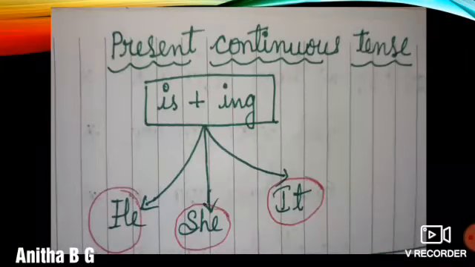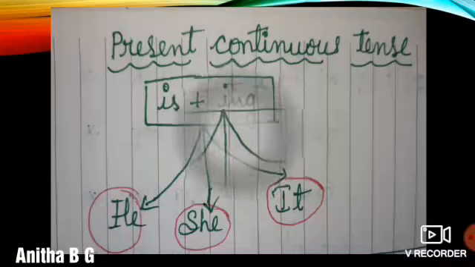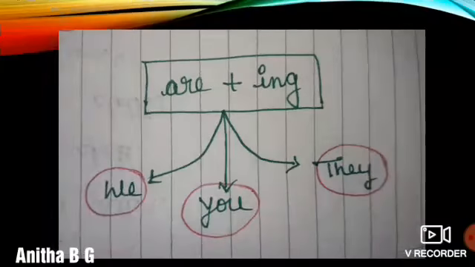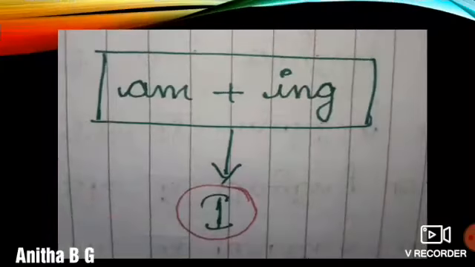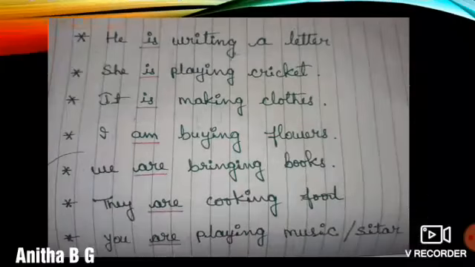Next, it is present continuous tense. In the present continuous tense, for he, she and it, we have to use the helping verb is. He is writing. She is writing. It is writing. And for we, you and they, we have to use the helping verb are. We are writing. You are writing. They are writing. And for I, we have to use the helping verb am. I am writing. I am singing. I am dancing. Like that.